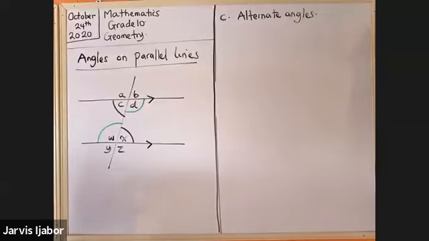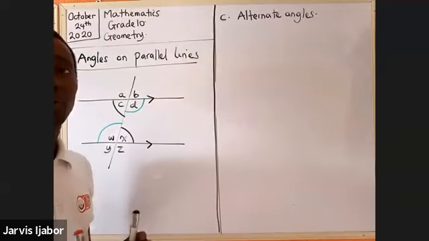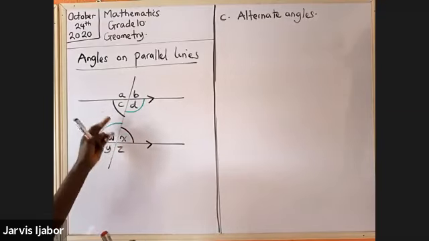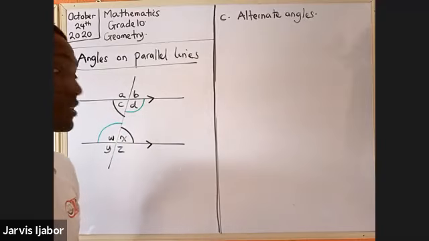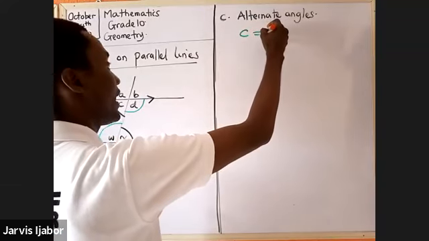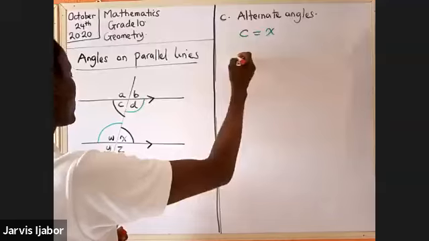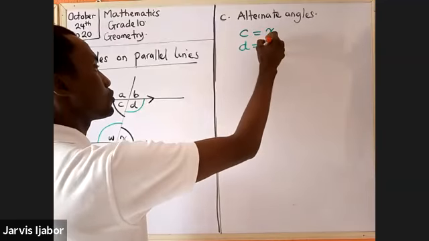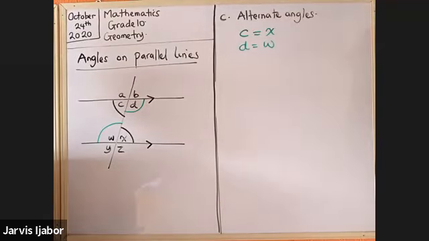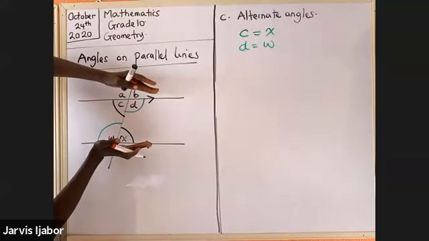So when we're considering parallel lines, for this setup you can only have two pairs that are alternating. So what it means is that C will be equal to X and D will be equal to W. So these are the only angles that are alternating. Please take note of that. They always occur within the parallel lines.